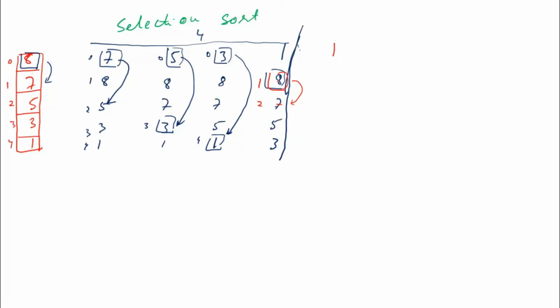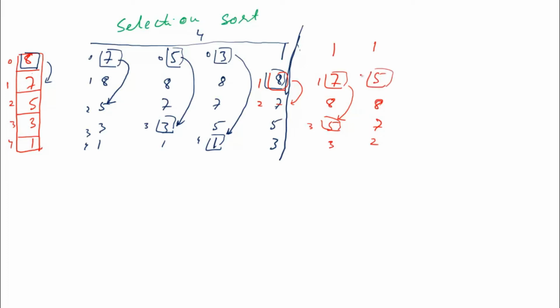Then it is swapped: 7 here, 8 here, 5 here, and then 3 here. Now again this position is checked with the third index of the array. So 7 is greater than 5. Yes, 7 is greater than 5. Now 5 is swapped in place of 7, and this 7 will come over here, and then 2.